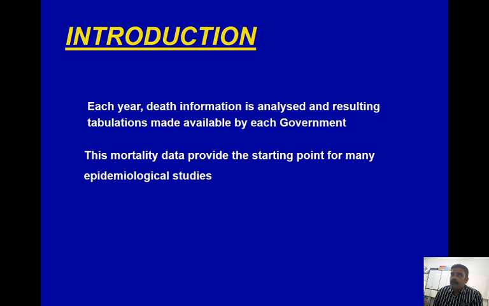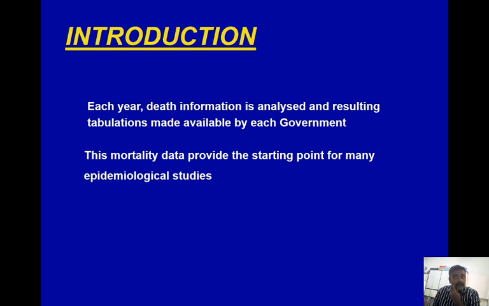Just to give you an idea, each year death information is analyzed and the resulting tabulations are made available by each government. So this particular data of deaths or mortality provides the starting point for many epidemiological studies. So how is this done? This is basically done by analyzing the death certificates wherein you have the cause of death written.